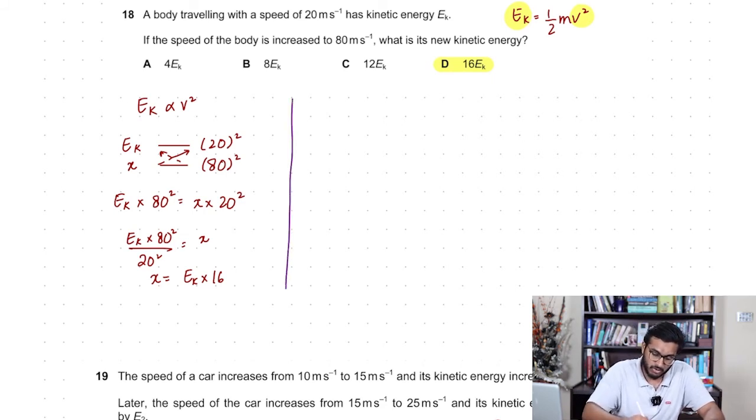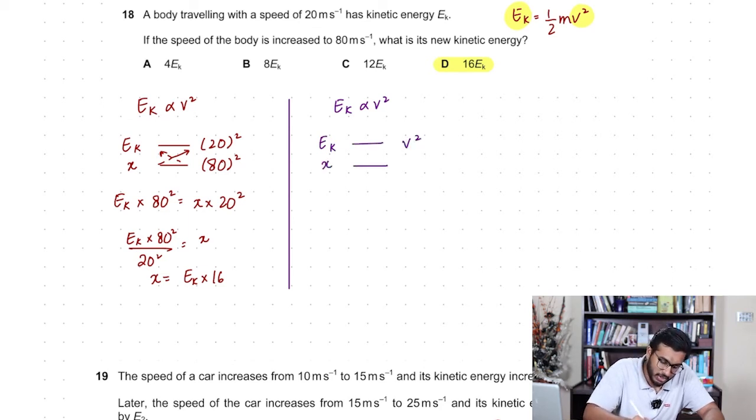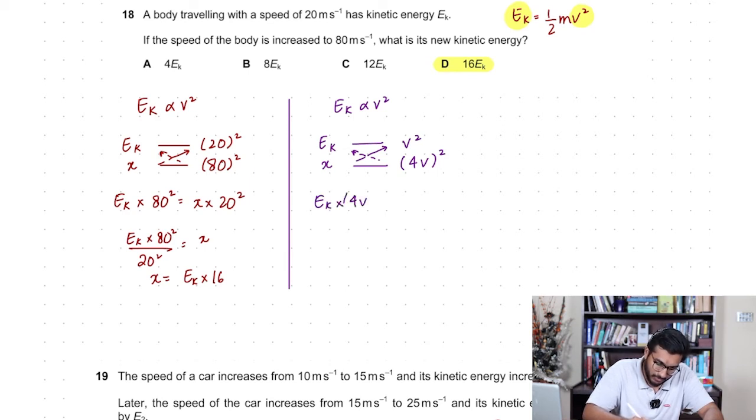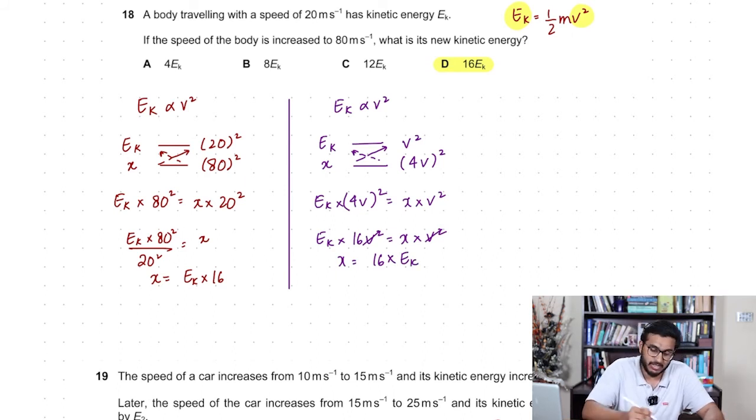The other way around this question is that you can still compare kinetic energy with speed squared, but you can say that the kinetic energy was Ek if the velocity was V. What will be the new kinetic energy if velocity is increased by 4 times? Because when you went from 20 to 80, you increased the speed by 4 times. So if the velocity was V and now it's 4V, you can cross multiply again and you'll be able to find the right answer. It's going to be Ek times 16V squared equals x into V squared. Simplify, x is again 16 times Ek. So you get the same answer both ways. This one's easier. You just use the values that were given to you. So that's how you move about the questions with proportionalities.